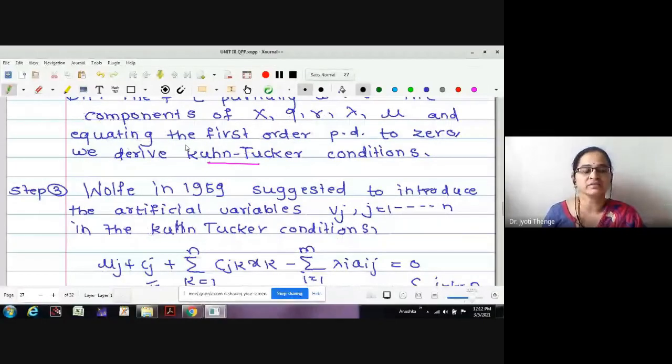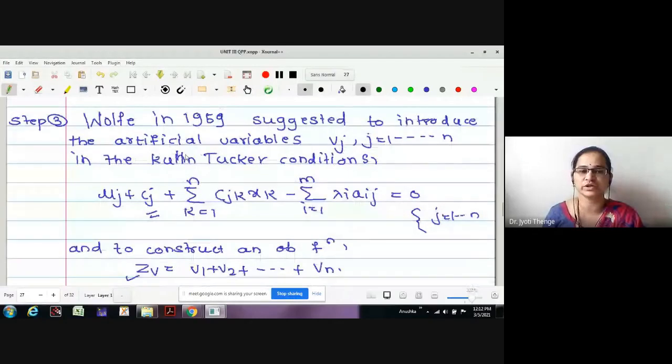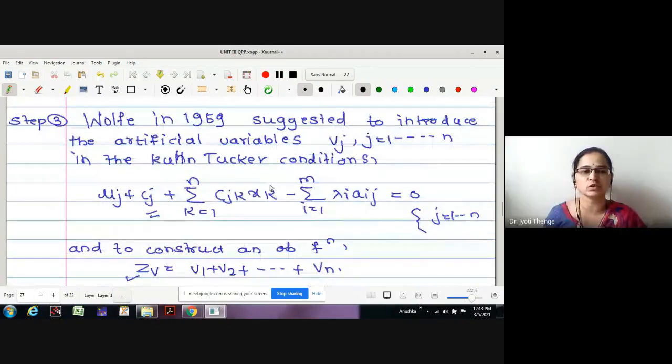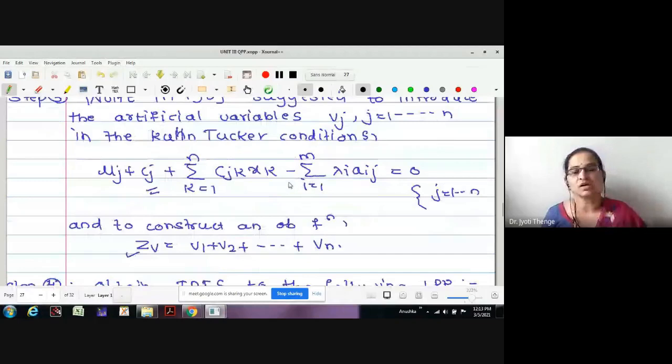Then in 1959, the mathematician Wolfe suggested introducing the artificial variable Vj in the Kuhn-Tucker conditions, because the conditions we have derived are actually a combination of linear and non-linear equations. Some of the equations are linear and the remaining are non-linear. Those equations which are non-linear in the variables are called the complementary slackness conditions. Therefore, the problem remains to derive the solution of the linear equations which also satisfies the complementary slackness conditions, the non-linear conditions.